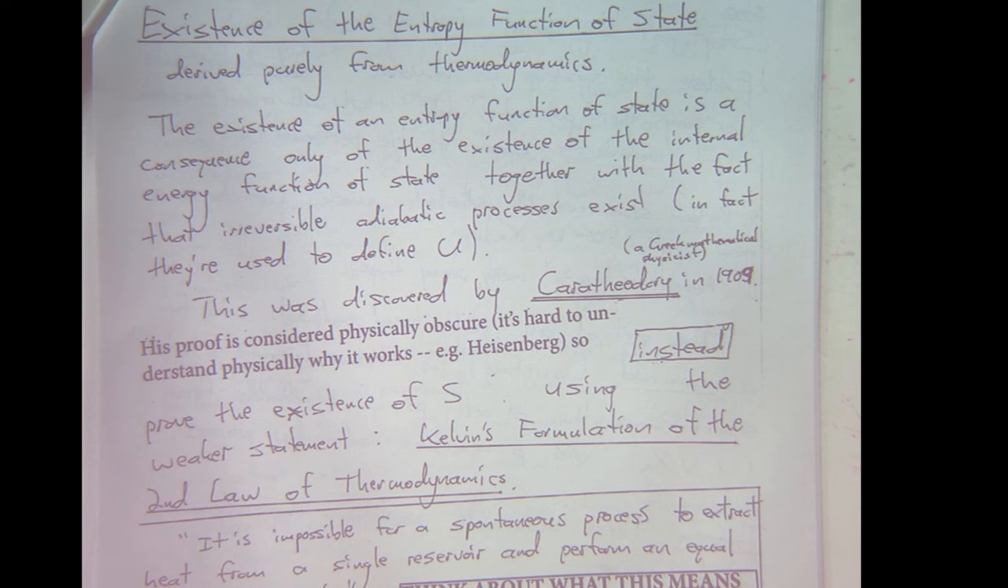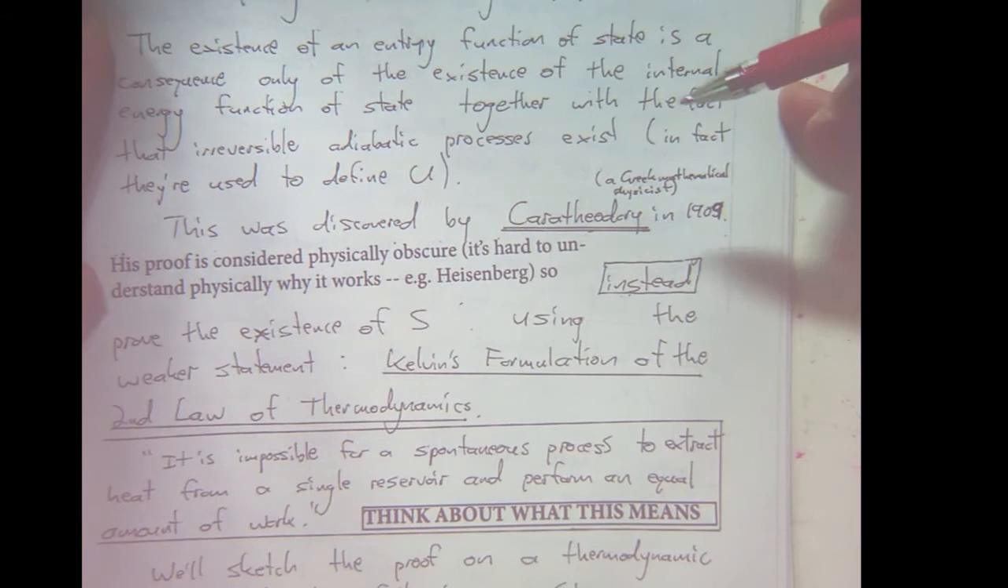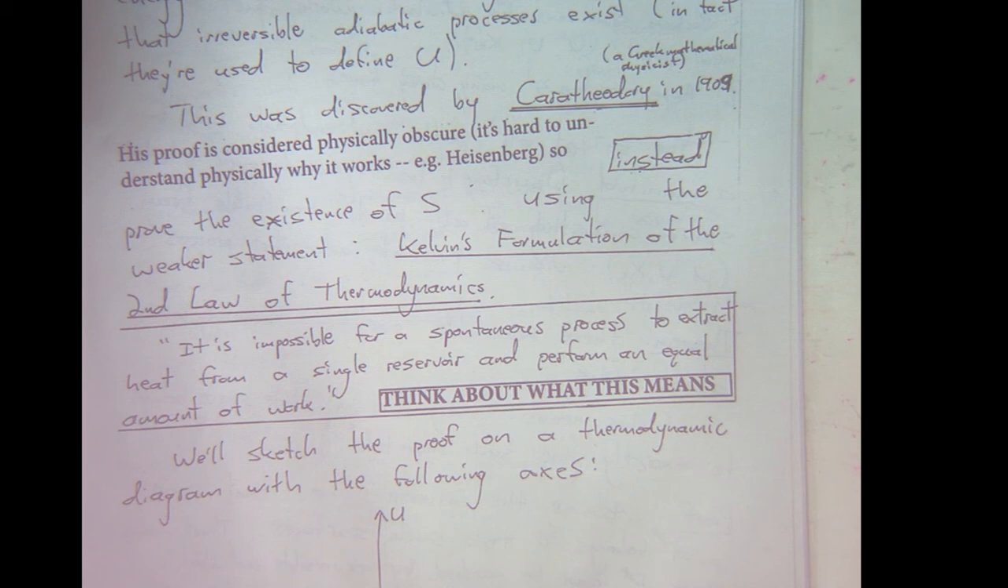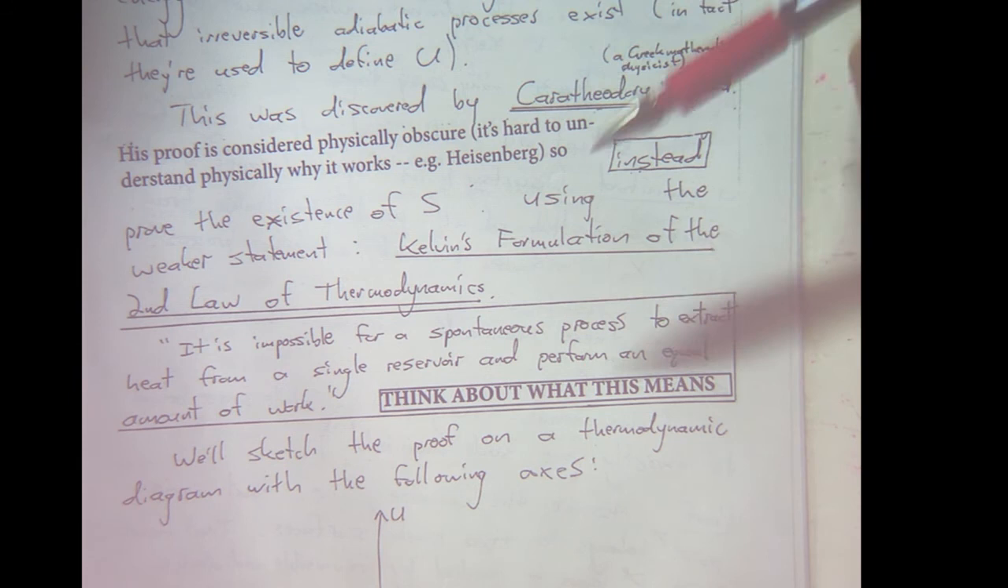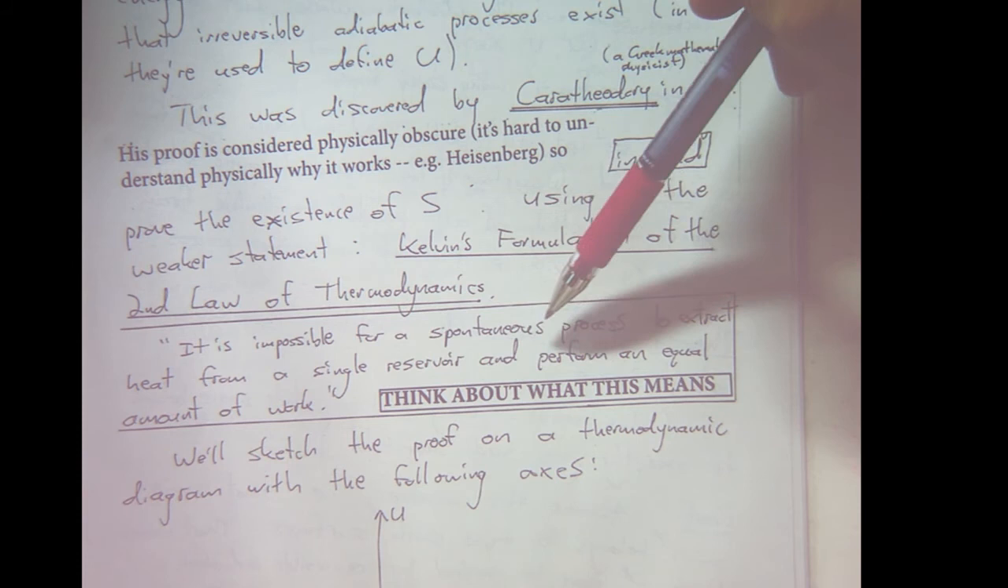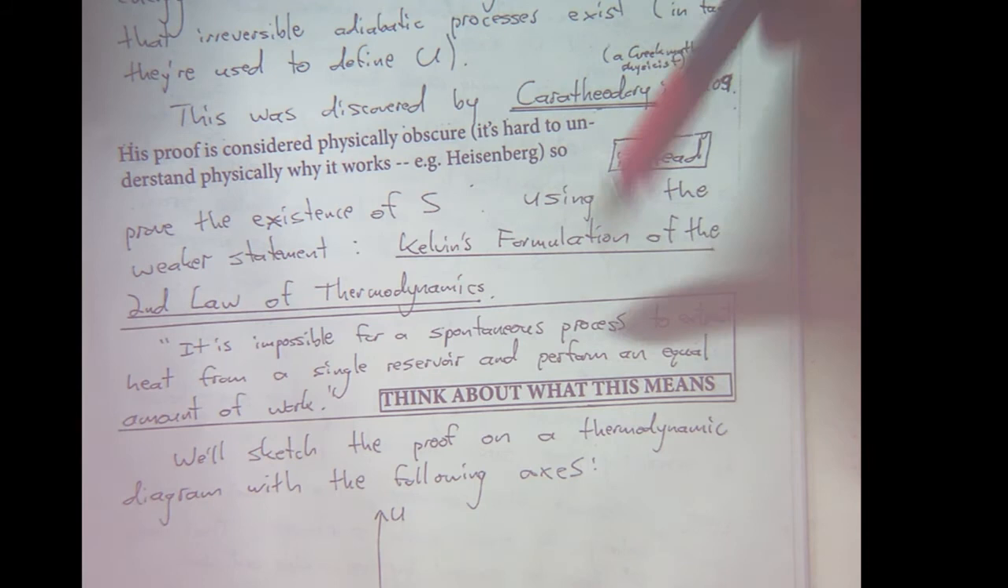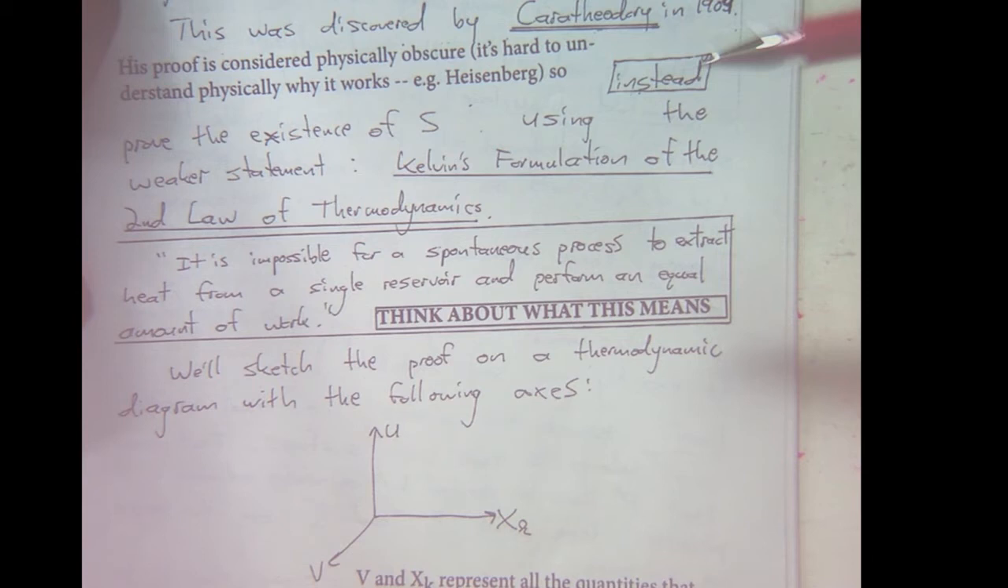But instead of using Carathéodory's derivation, we use something a little bit simpler. We use a weaker statement. It's Kelvin's formulation of the second law of thermodynamics. I haven't actually stated what the second law of thermodynamics is, but we'll get to that later. Kelvin's formulation is the following. It is impossible for a spontaneous process, one that happens by itself without any outside help, to extract heat from a single reservoir and perform an equal amount of work. Just try to think about what that means afterwards.